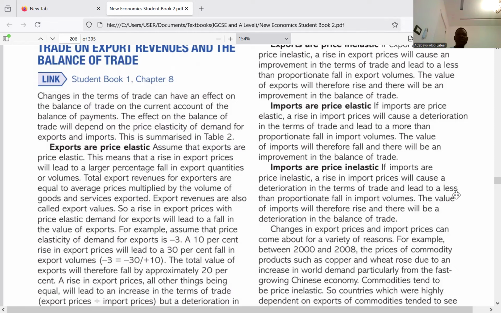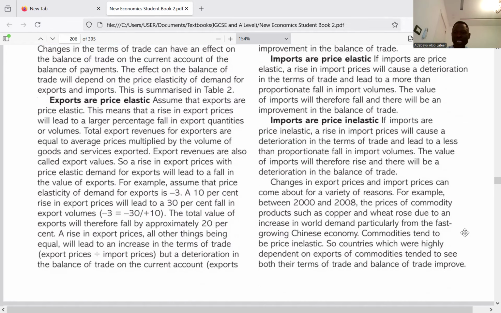If the price of import increases for a product that is price elastic, the demand would reduce. And if the demand reduces, the terms of trade of importation would reduce, but the balance of trade would improve. Clear? Then imports are price inelastic.